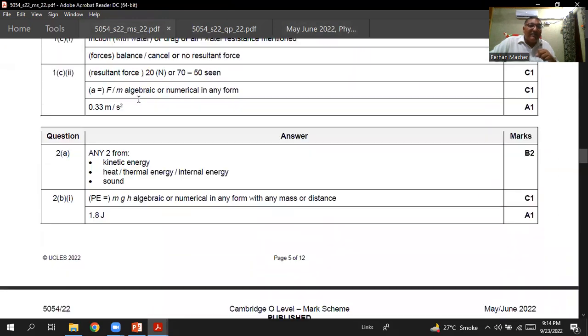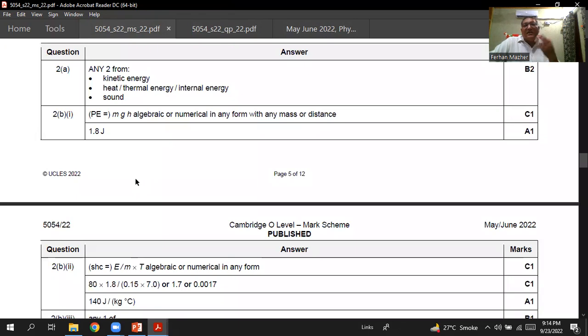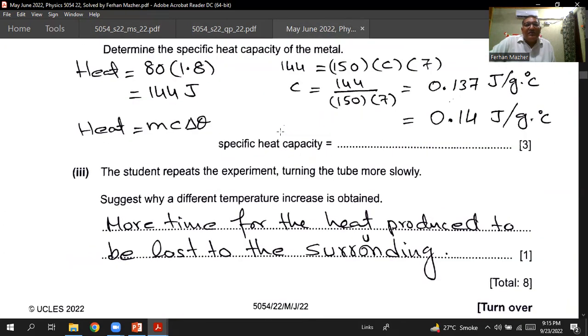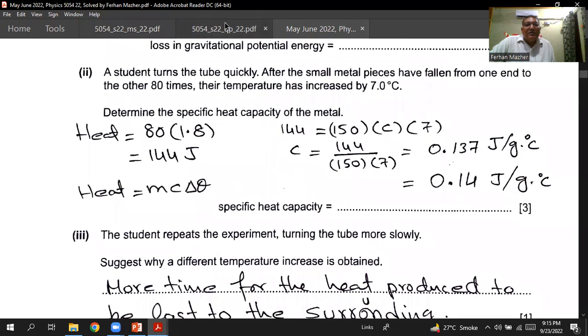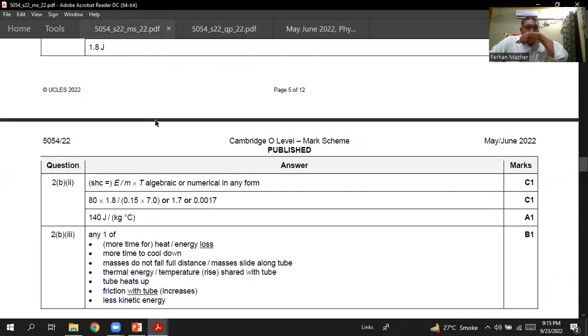Let's have a look at the marking scheme. I have already checked my answers with the marking scheme. So my dear students, the marking scheme of question number 2 is showing up on your screen. So our answers are right. So let me check. 140. They gave the answer in 140 joules per kg per degree centigrade. I took joules per gram per degree centigrade. So both the answers are right.